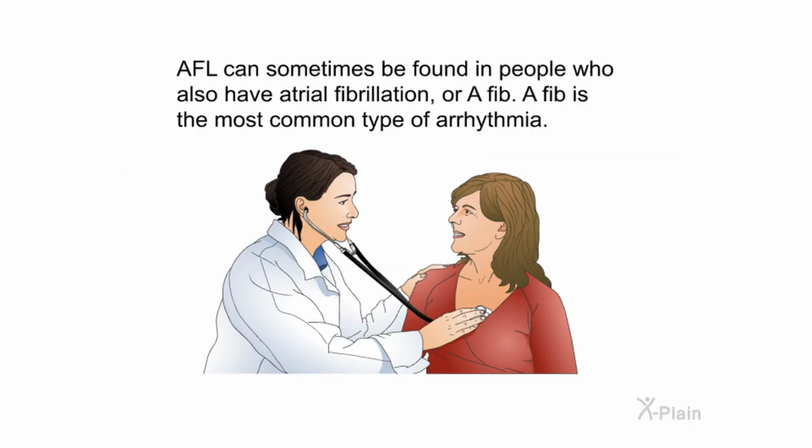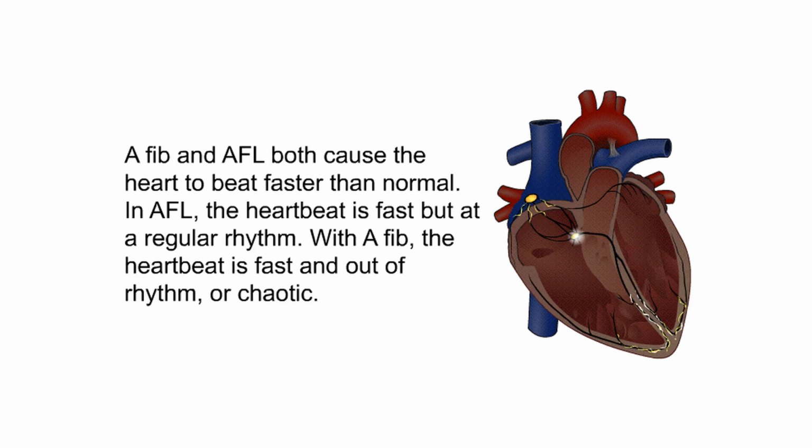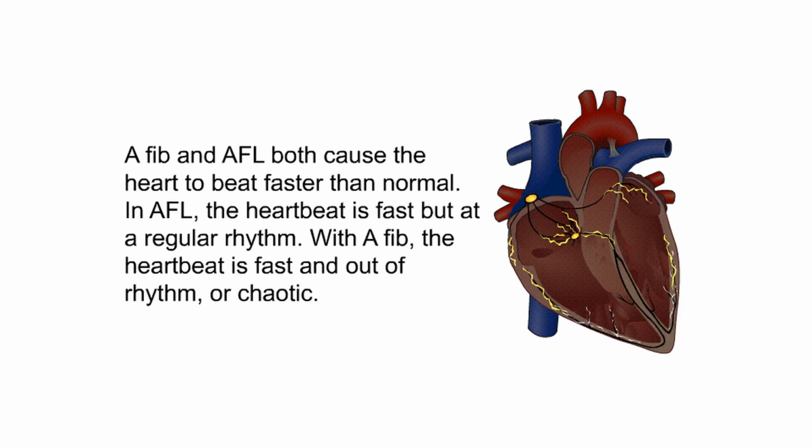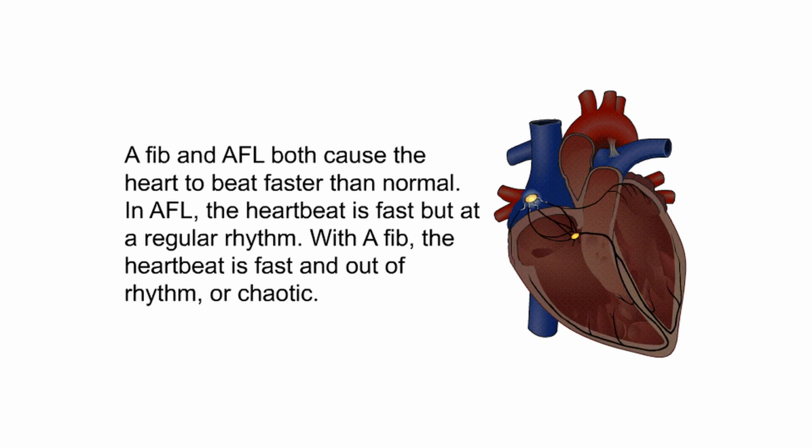AFL can sometimes be found in people who also have atrial fibrillation, or AFib. AFib is the most common type of arrhythmia. AFib and AFL both cause the heart to beat faster than normal. In AFL, the heartbeat is fast but at a regular rhythm. With AFib, the heartbeat is fast and out of rhythm, or chaotic.